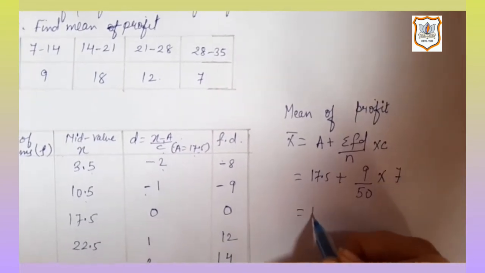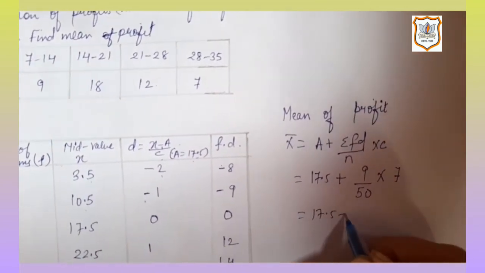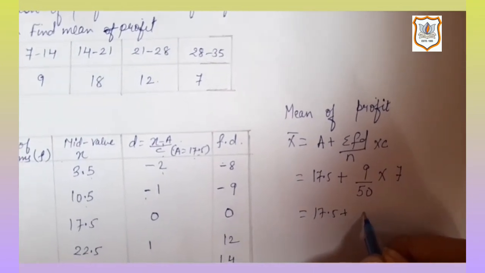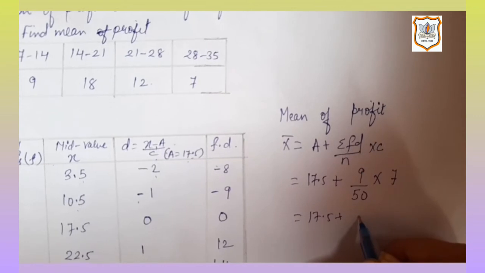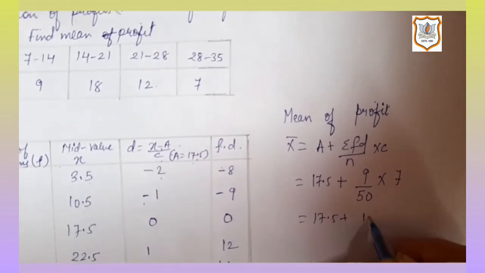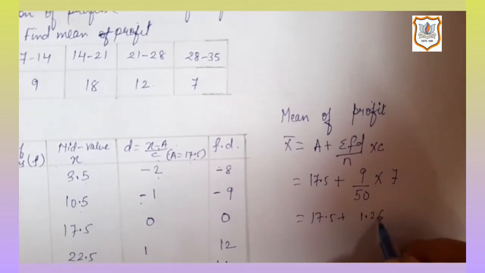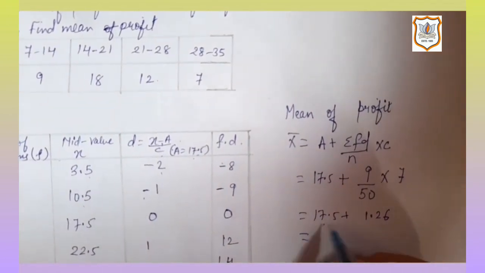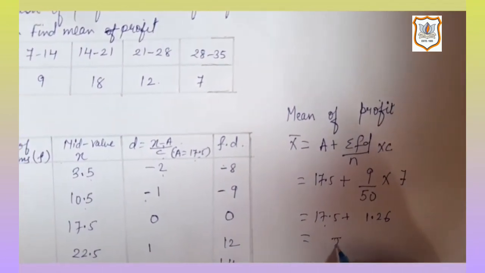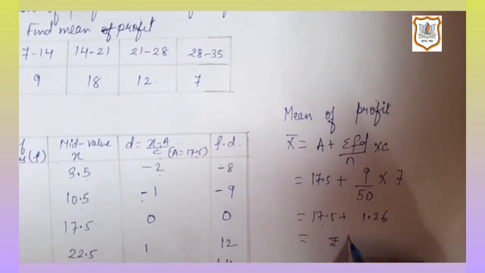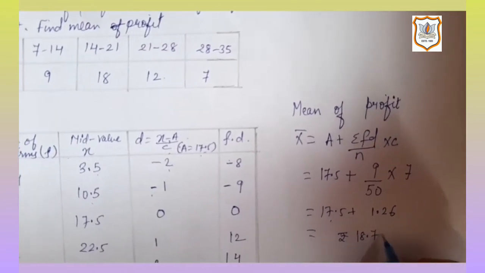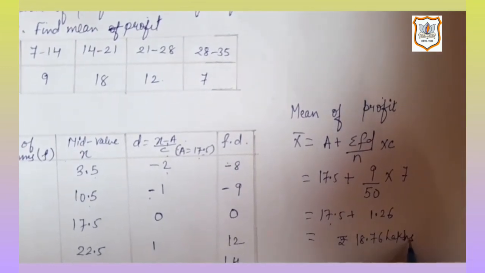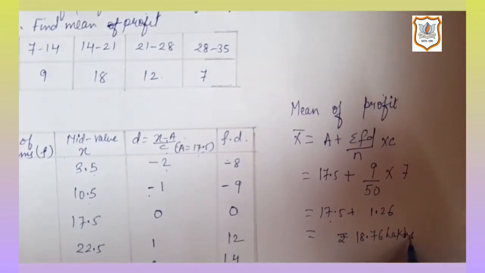So 17.5 I'll write as it is, and I'll calculate this. 9 divided by 50 into 7 gives you 1.26. So if you add 17.5 plus 1.26, that gives you rupees 18.76 lakhs. So the mean of the profit is 18.76 lakhs.